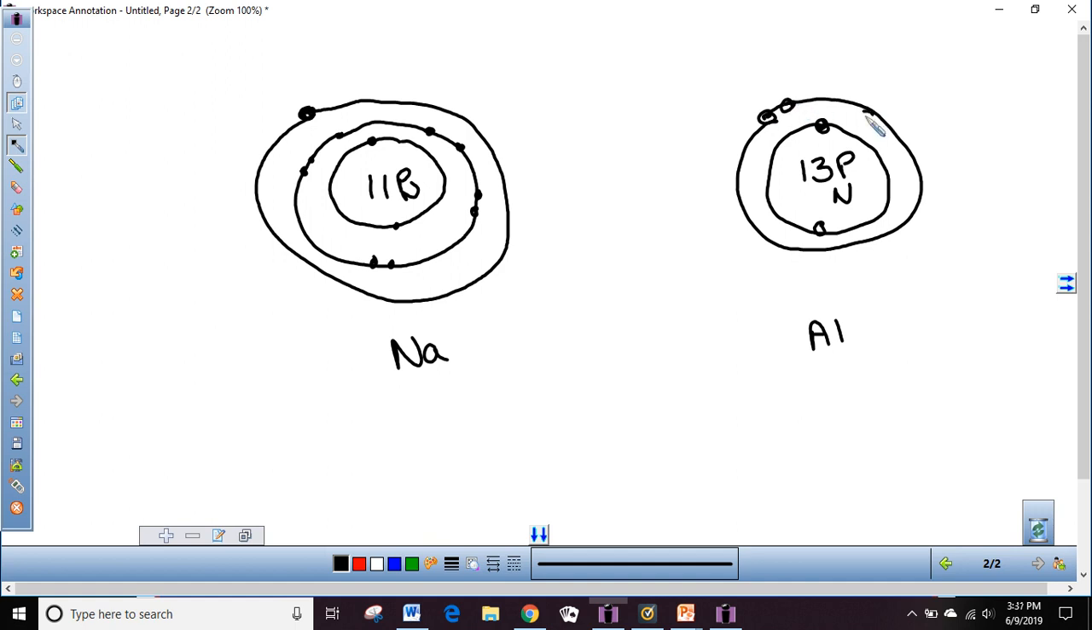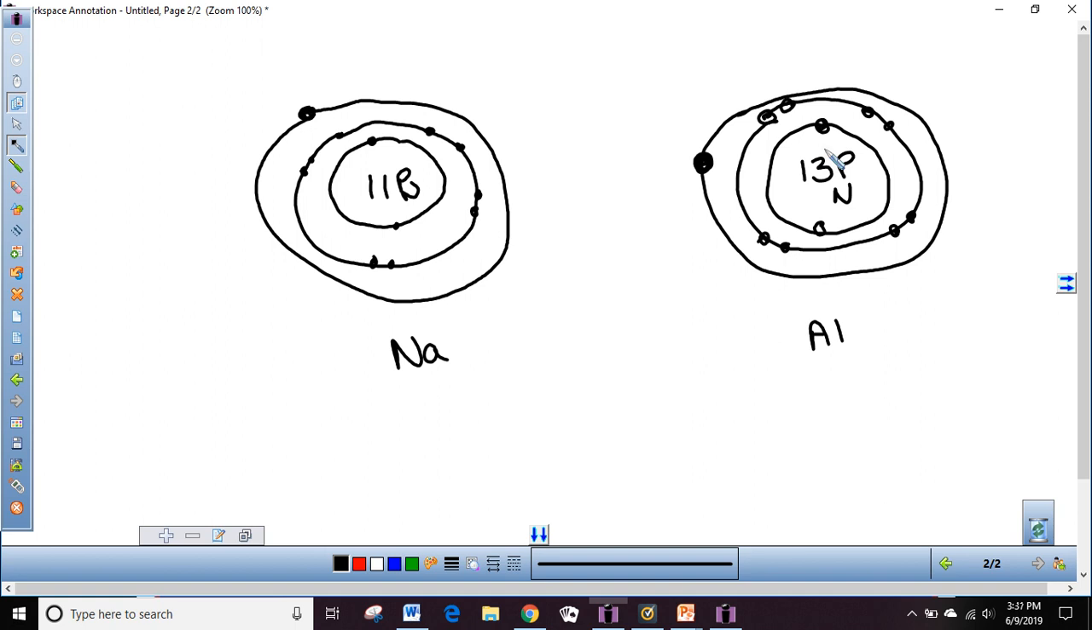Let's see if I can do this where it looks smaller. This one's supposed to be smaller than that one. I don't know if it really looks that way, but use your imagination. Okay, so here's what's happening: they both have 3 energy levels. But this is 11 protons in the middle that are pulling in those energy levels. This is 13 protons pulling in those 3 energy levels. So this one's going to pull it in tighter.